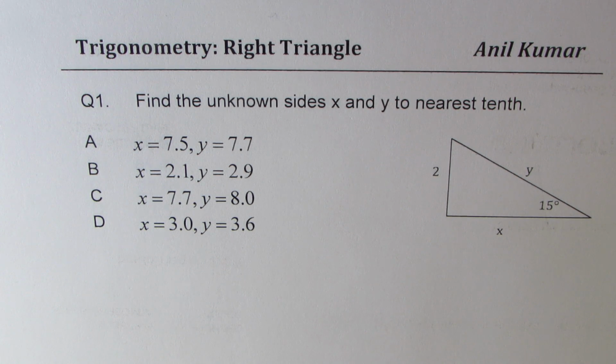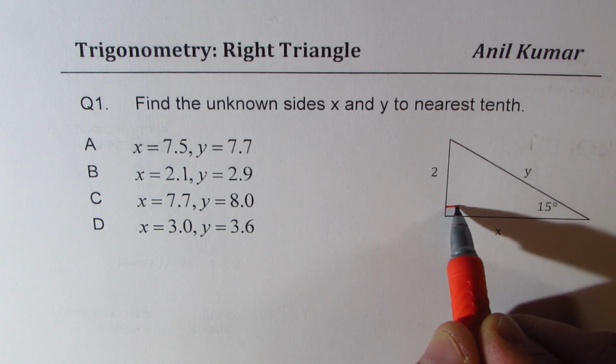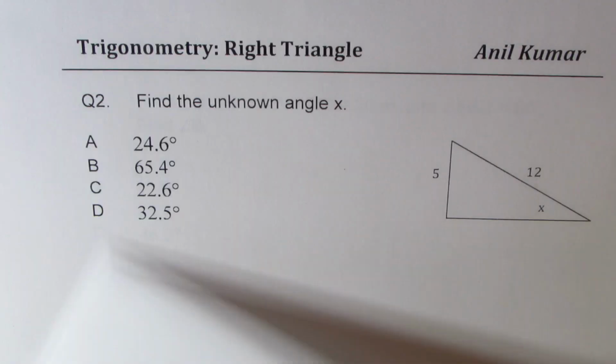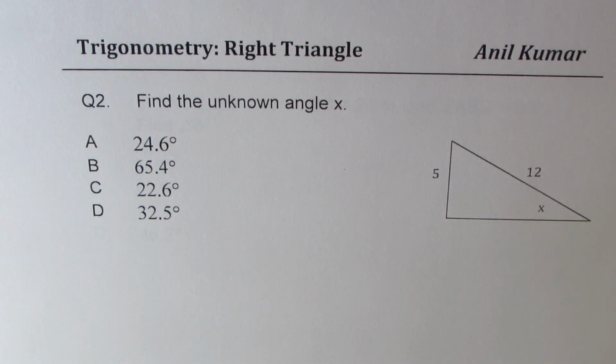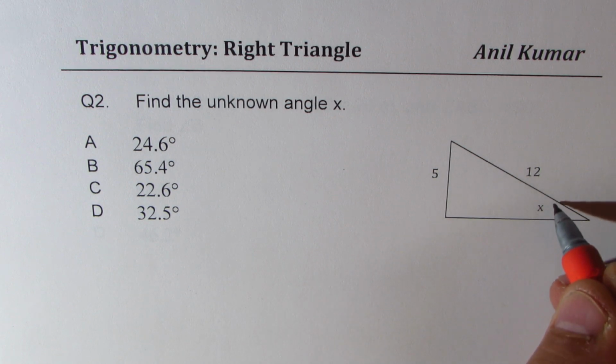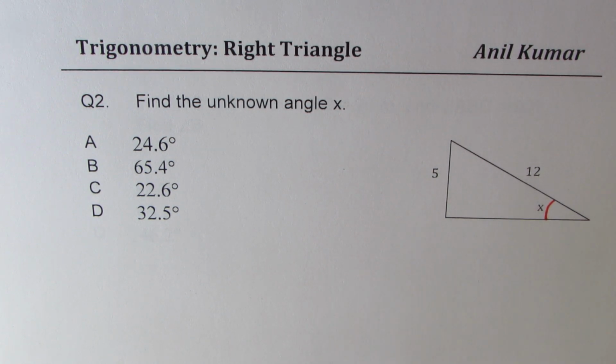Question number 1. Find the unknown sides x and y to the nearest tenth. So we are given a right triangle here. You need to find x and y. The next question here is find the unknown angle for the given triangle. We are given two sides. The angle x is this one, which you need to find.